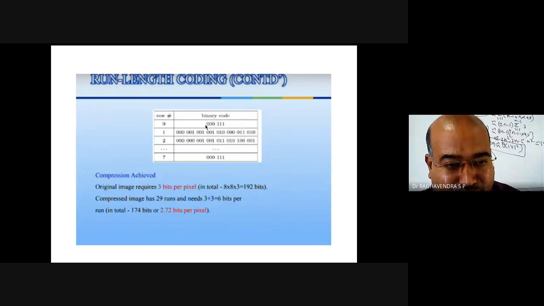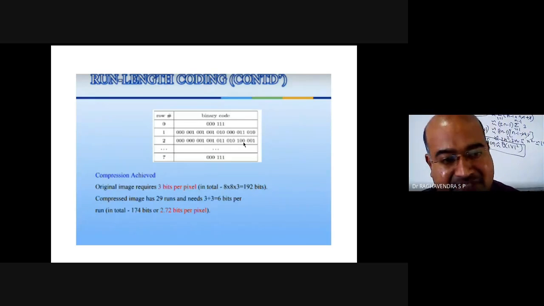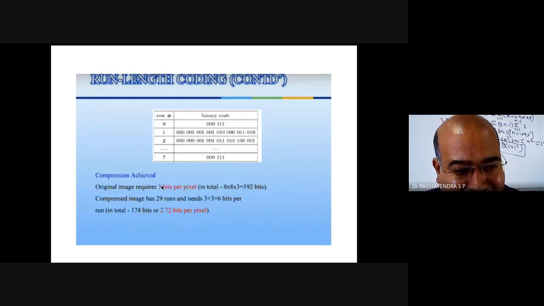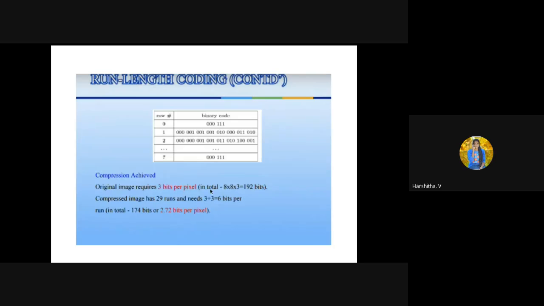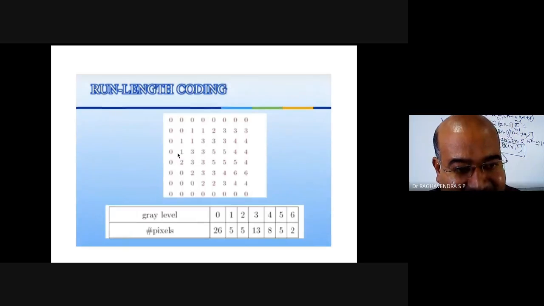Look, for every value we counted how many bits we are representing. Now there was 0, I represented 0 as 0 0 0 in 3 bits. Here there was 4, and I represented 4 as 1 0 0 in 3 bits. So every gray scale value I am representing in how many bits? 3 bits. 3 bits. Okay, so totally if you consider this image, what is the dimension of this image?